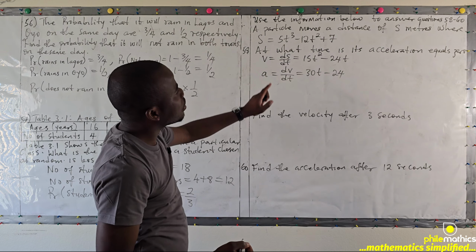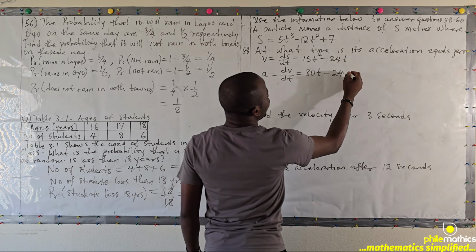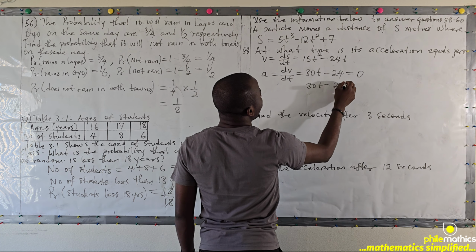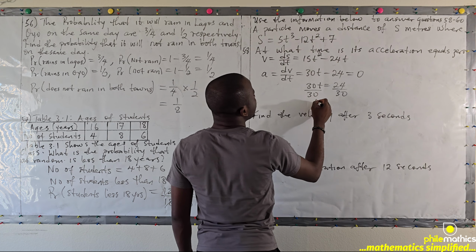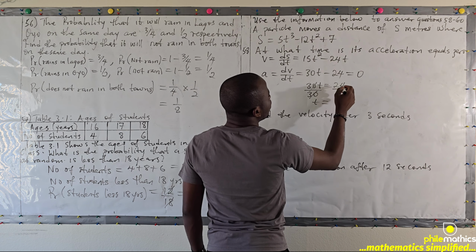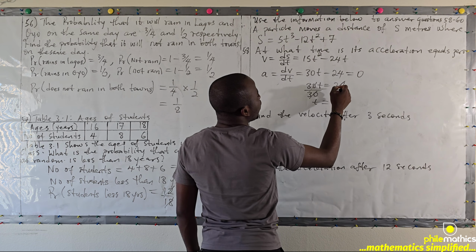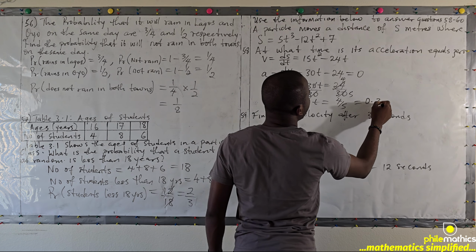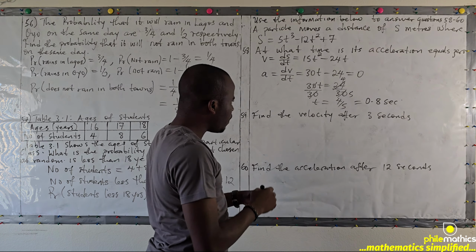So we are asked to look for at what time is the acceleration equals to 0. So we equate this to 0. So 30t equals 24. Divide by 30, divide by 30. t is simply 24 over 30. 6 can go here. 4 times 6 here is 5. It's just 4 over 5. And 4 over 5 is 0.8 seconds.